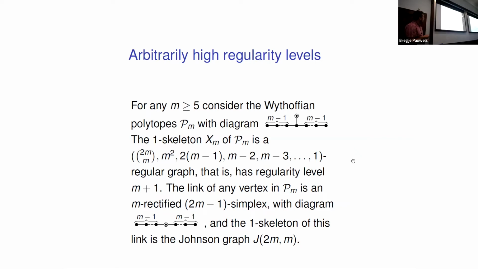And interestingly, you get these numbers out. That's not so hard to check. The one skeleton of this link here is called the Johnson graph. And that's interesting because the Johnson graph shows up in all kinds of areas of mathematics. For instance, in Laszlo Babai's proof of the graph isomorphism, this Johnson graph plays a crucial role. So it's kind of interesting that it shows up here as well. So we can get arbitrarily high regularity levels, but it becomes disconnected in this step.